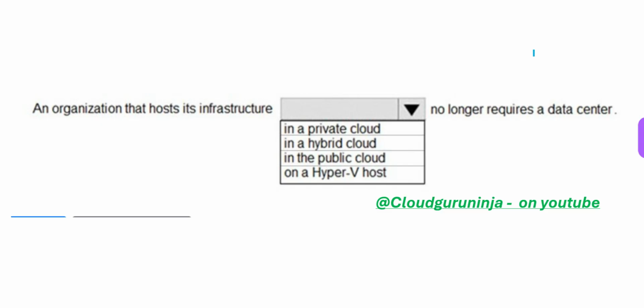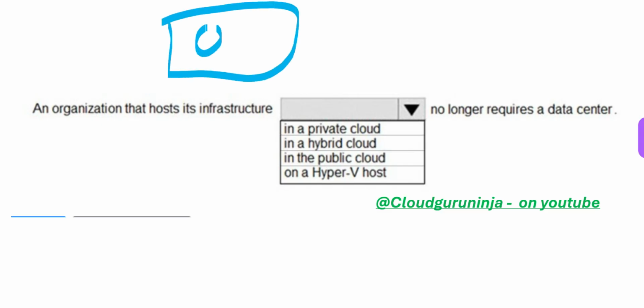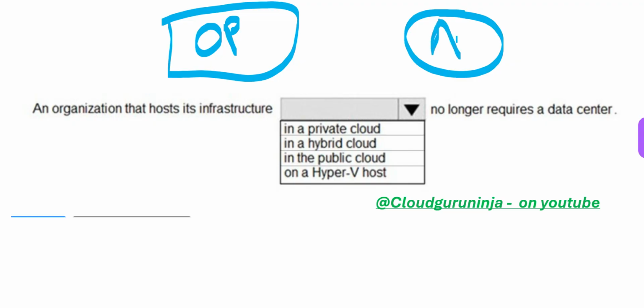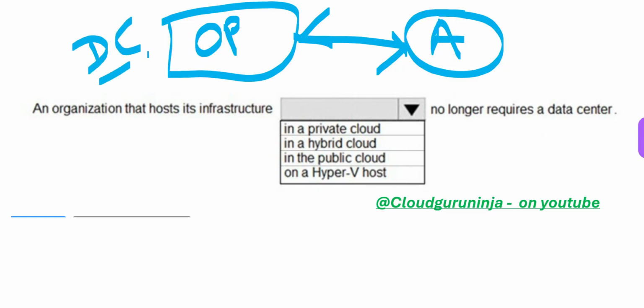Hybrid cloud means hybrid. What does hybrid mean? See, this is your on-premises and this is your Azure cloud. Hybrid means you are using both. On-premises by default means data centers. So that means you are not getting rid of your data centers. So hybrid cannot be an answer.